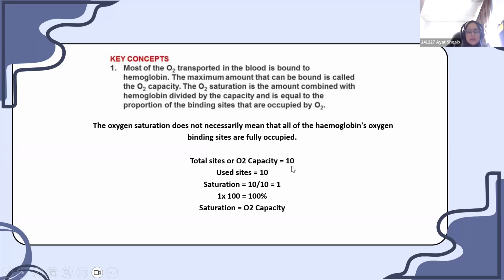Okay, another example is that if your total sites or O2 capacity is 10, the maximum number of sites you can bind to is 10, okay? And you saturated 10, which means you have 10 on 10, which is 1. You convert this to a percentage and you get 100%, because your total capacity was 10 and you saturated 10. Okay? That's basically it: saturation is the amount combined with hemoglobin. The amount combined with hemoglobin is the bound oxygen. You have 5 combined with the hemoglobin divided by the capacity, and your total capacity was 10, and that is equal to the proportion. Okay, this is basically 50%.